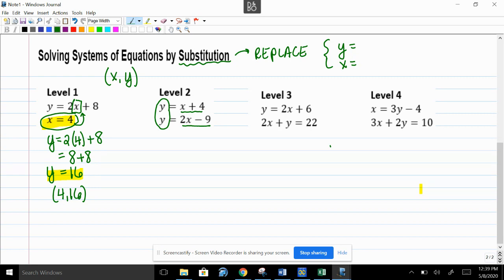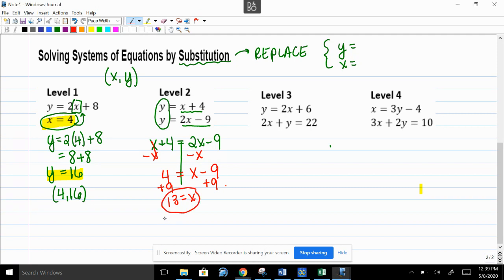Okay, if this is the case, you're going to take that x plus 4 and you're going to set it equal to the 2x minus 9. If they are the same thing, you can set them equal. So you have yourself an equation with variables on both sides. Minus x, move the smaller variable, right? This is what we talked about solving. 4 is equal to 2x minus x is x minus 9, plus 9, plus 9. So your x value is going to be 13. So I got half my answer, right? 13 is going to be the first half of my answer.